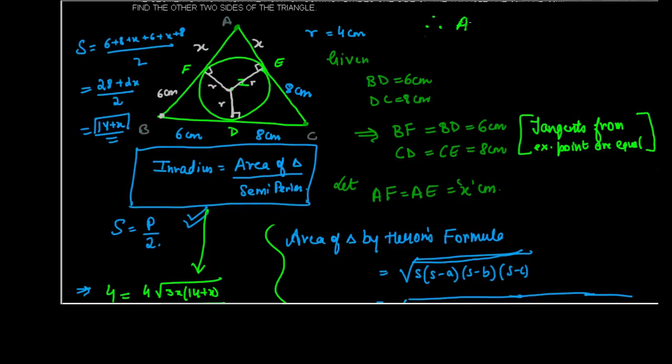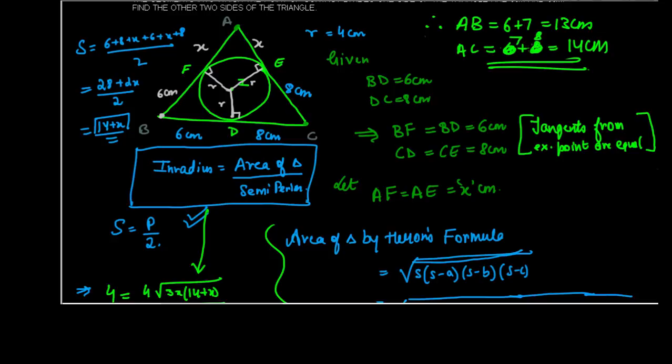Therefore, AB, which is the first missing side, is 6 plus 7, which is 13. And AC, which is the second missing side, is x plus 8, which is 14. So the sides are, sorry, this is not, oh, this is 7 plus 8, right? So 7 plus 8 will be 15. Okay, let me just rub this off. So your sides are going to be 7 plus 8, which is 15. So the sides of the triangle are 14, 15 and 13, right? So the missing are 13 and 15, right?